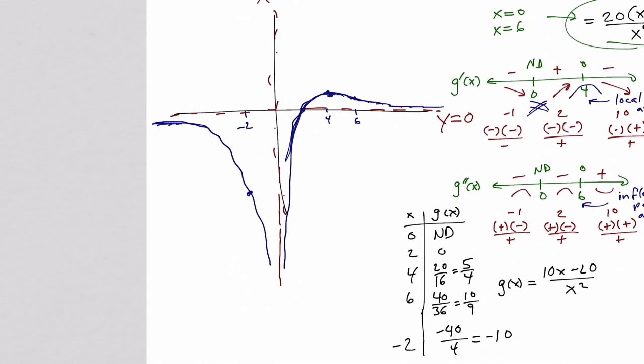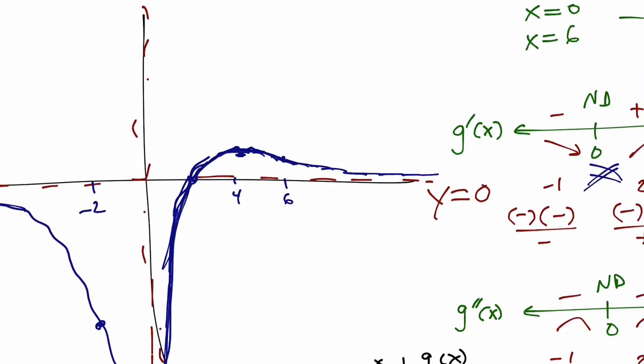And so there we have it. This is a rough sketch of our function. It's increasing from 0 to 4, then decreasing but still concave down until we reach 6, and then it's concave up and still decreasing but concave up.